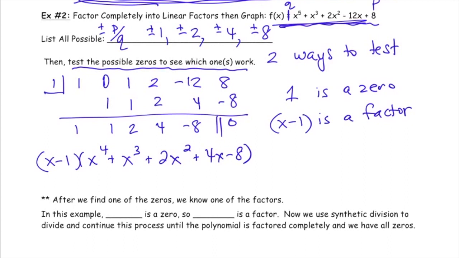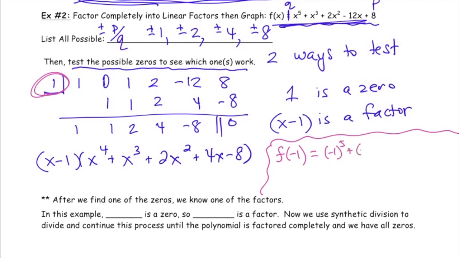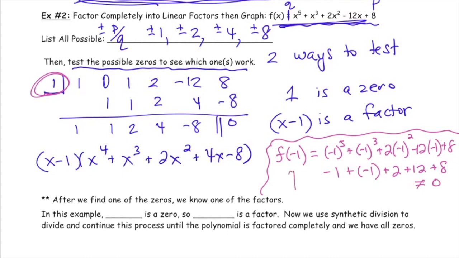But if we don't find one right away, or even if we do, because we still got more to find, we go to the next number. So we tried 1. Now we would try -1. The other way to see if something works, if you don't want to do the synthetic division, is you can just plug it in. Remember, f of -1. So if I plug it in, I get -1 to the 5th plus -1 cubed plus 2 times -1 squared minus 12 times -1 plus 8. So I have -1 plus -1 plus 2 plus 12 plus 8. And when I add all that up, I do not get 0. So -1 is not a 0.